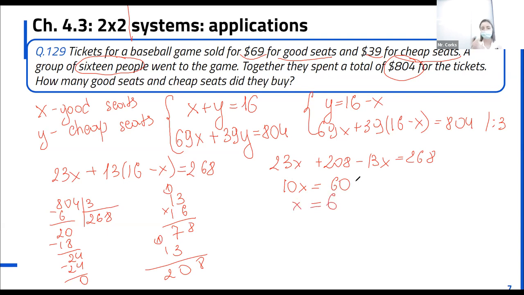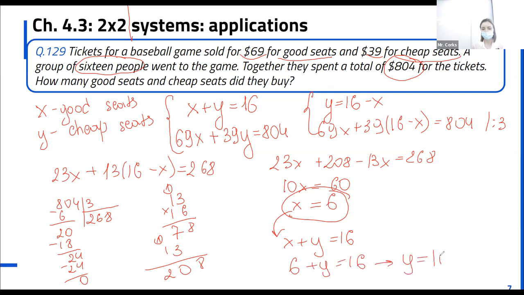So here we can see that 6 good seeds were bought. And now we have x plus y equals 16. And we put the value of x in this equation. So 6 plus y equals 16. From what I can get that y equals 10.